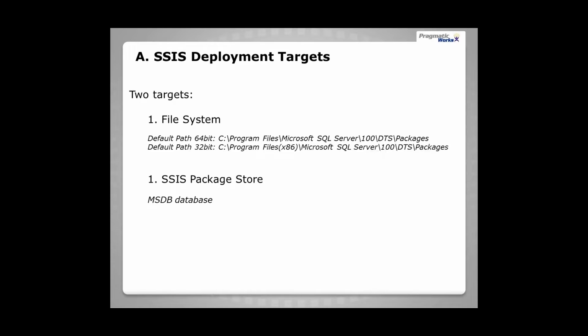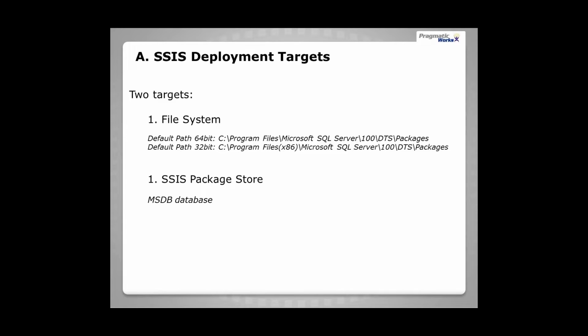So the two targets, talking about the deployment targets, as most of you are aware, one of them is the file system. A file system is basically deploying the package to the default SSIS file system package store, where you can see the actual default path. If you install Integration Services with the default path, for 64-bit and 32-bit, it's under your Program Files, Microsoft SQL Server 100, DTS, Packages. That is the default file system store. You can specify your own store, but this is typically where you're going to be deploying them.